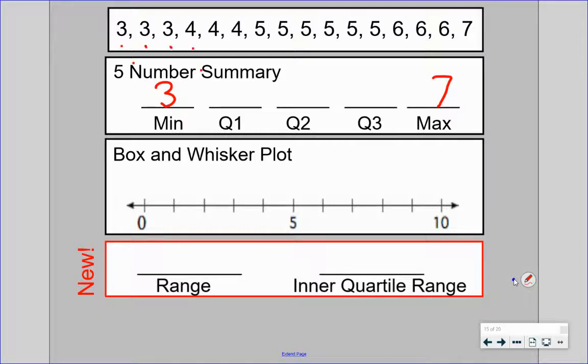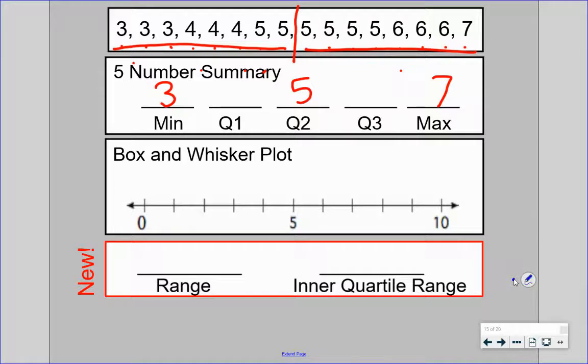1, 2, 3, 4, 5, 6, 7, 8, 9, 10, 11, 12, 13, 14, 15, 16. So we know we are going to have 8 on each half. 1, 2, 3, 4, 5, 6, 7, 8. So we have 8 to the left, 8 to the right. Our Q2, our median, is going to be 5 because they're both 5.